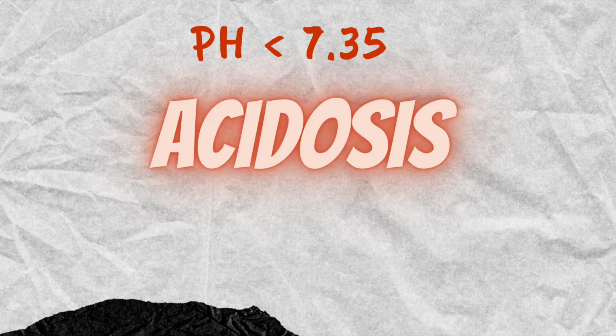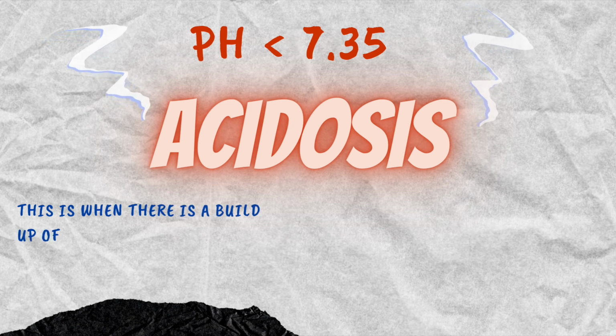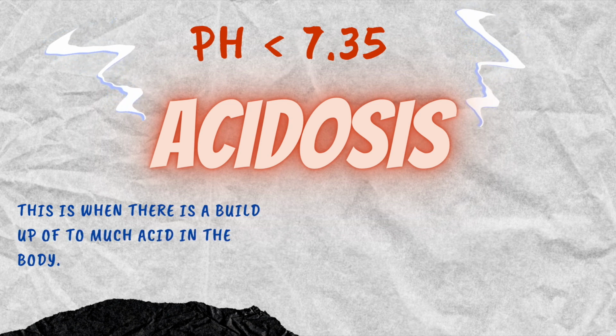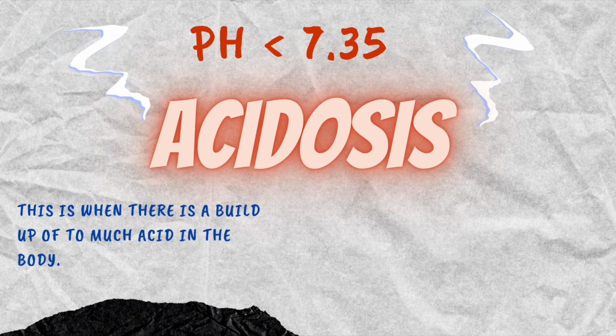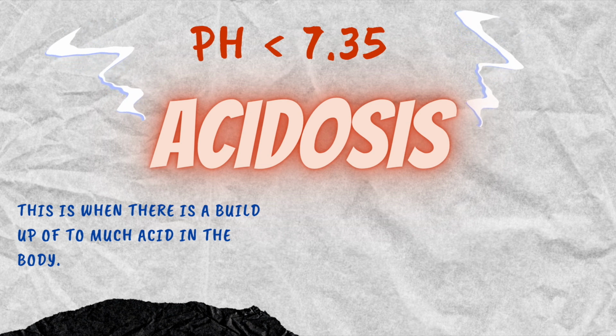So now let's talk about what if we had a pH of less than 7.35. Think back to our scale. What will we be at with that? This would be acidosis because we dropped below. Acidosis is your lower numbers. So that would be an acidotic state. So this is, of course, when there's a buildup of too much acid in the body.